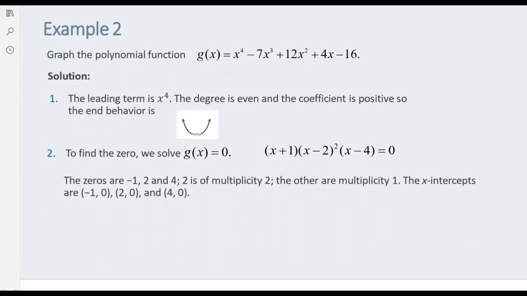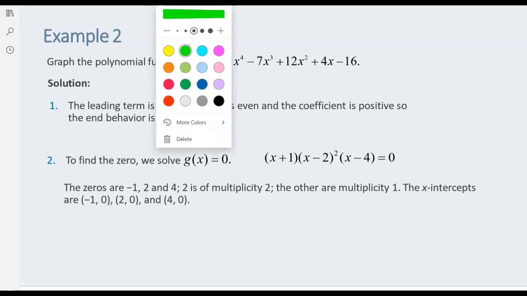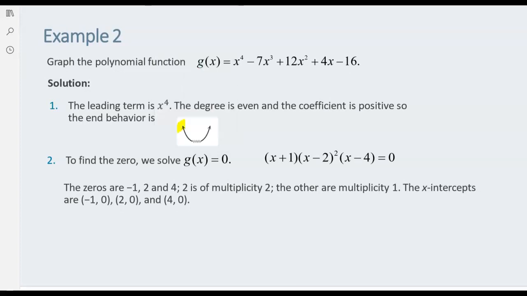Here's a second example. This one's raised to the 4th power. So the end behavior is different for this graph. Because it's a positive x to the 4th power, both ends of the graph are going to be going up to positive infinity.